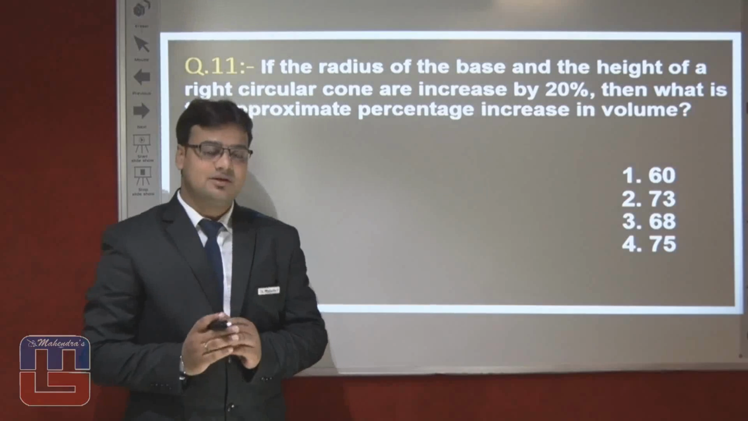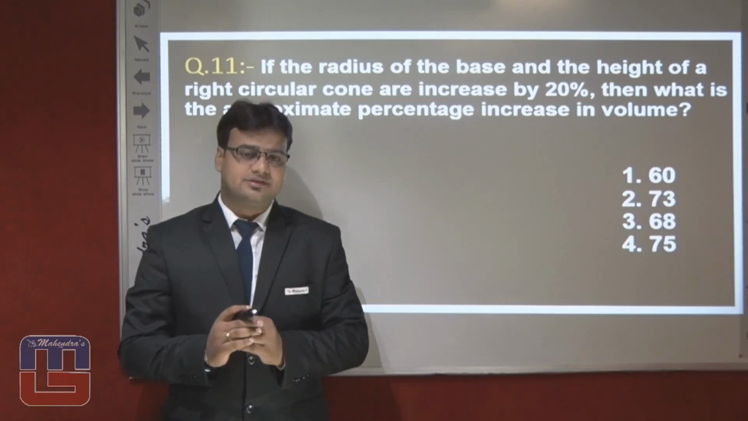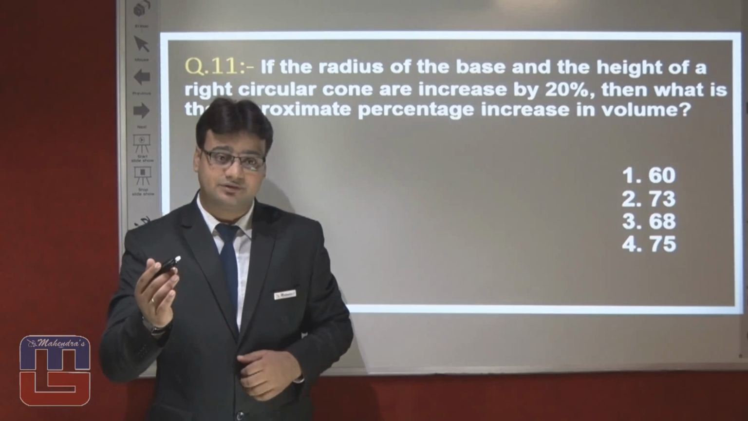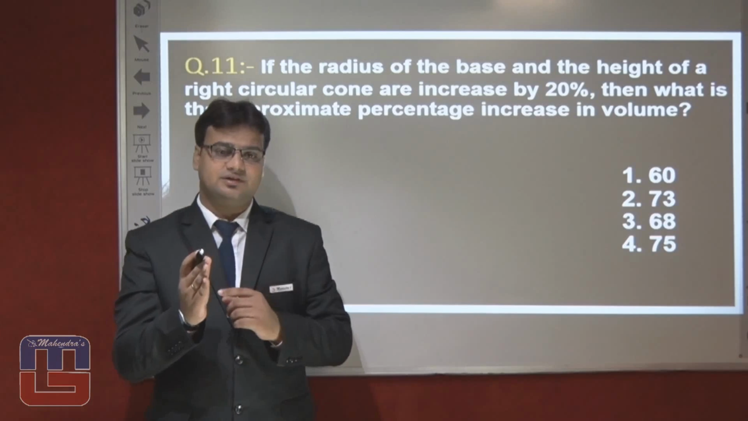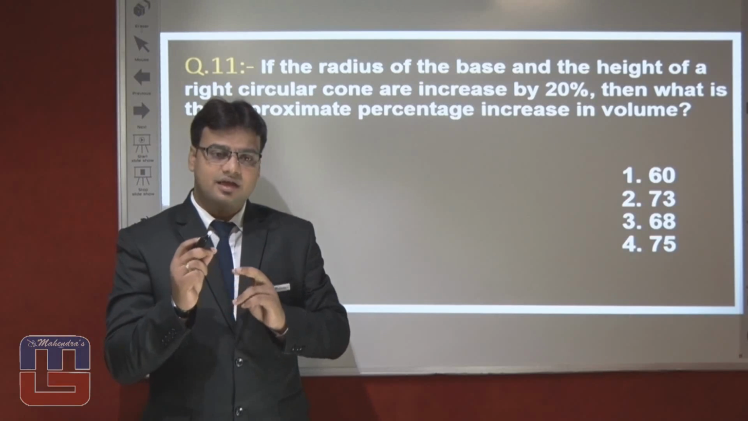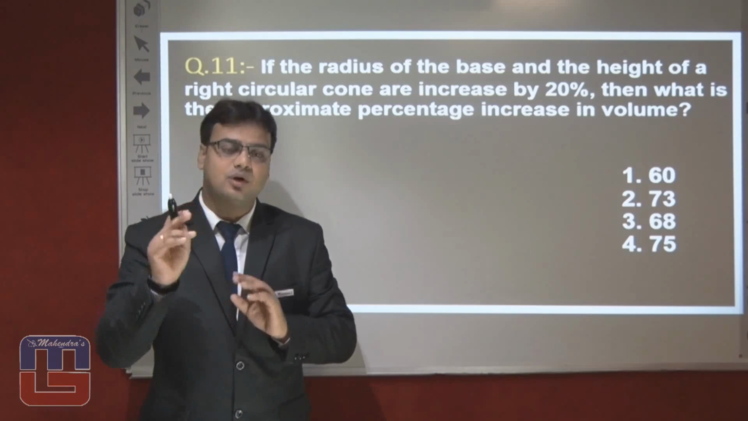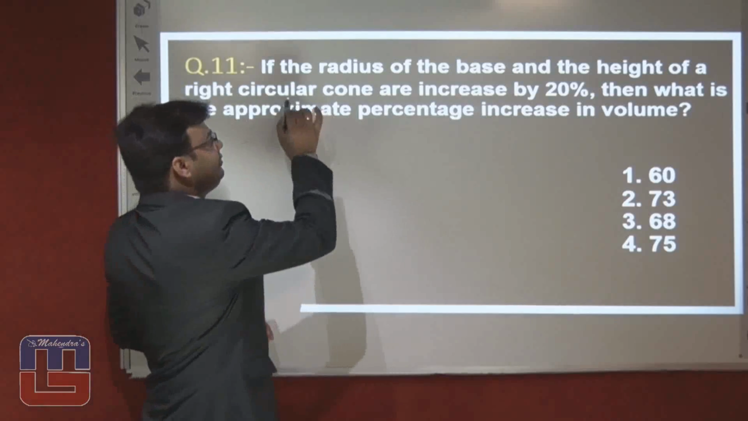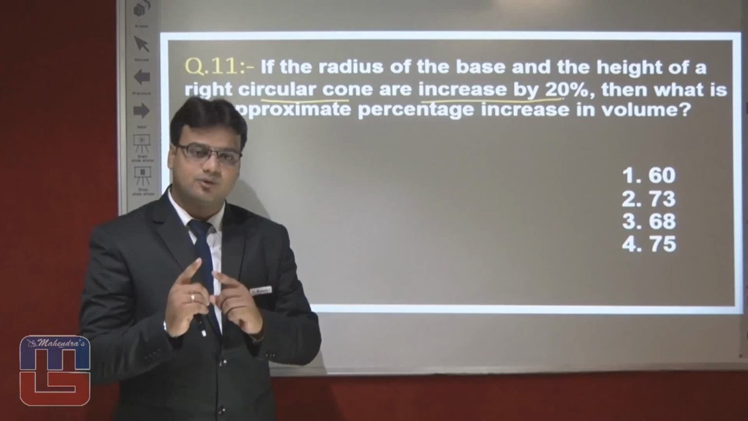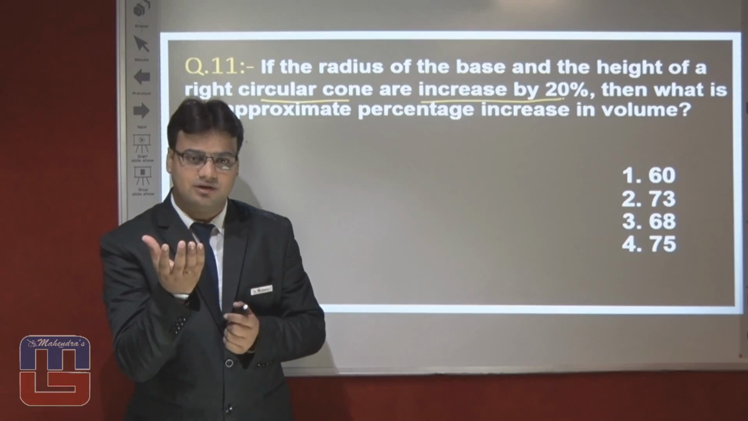Here the question is based on mensuration but also uses percentage. If the radius of the base and the height of a right circular cone are increased by 20%, then what is the approximate percentage increase in the volume? All of you know the volume of any solid figure is area of base into height. Here both the radius and the height of the cone change, so firstly we require the effect on its area of base.